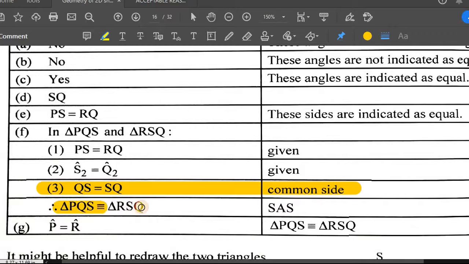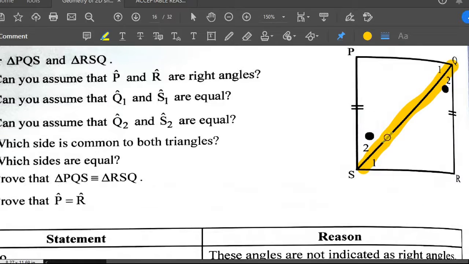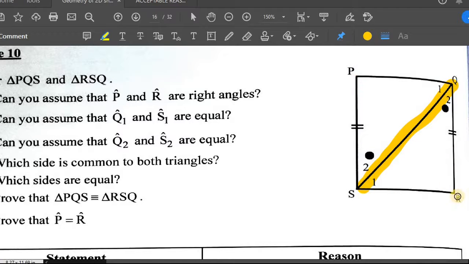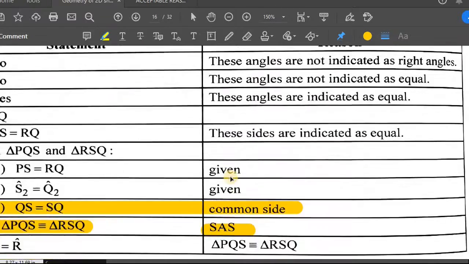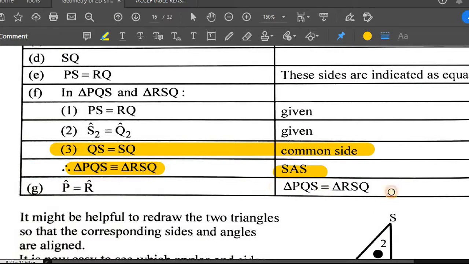And therefore, we wrote out our proper naming. We taught you how to name it and our reason, right? Let's see what G asks. Prove that angle P is equal to angle R. We know why. Why is angle P equal to angle R? From our previous example, we're saying that, because the triangle PQS is congruent to RSQ.